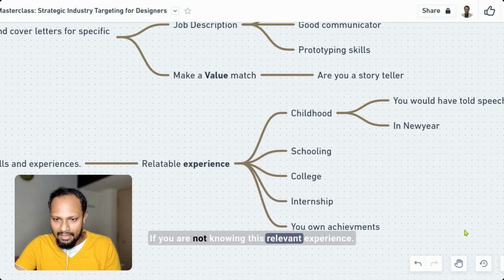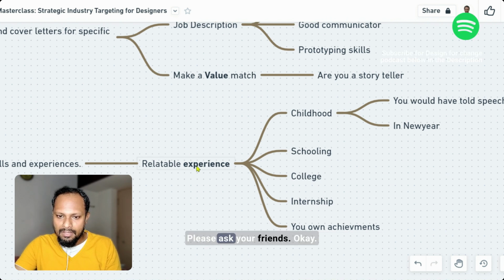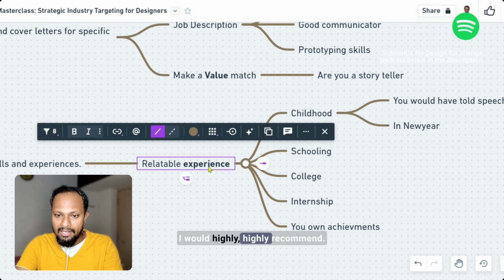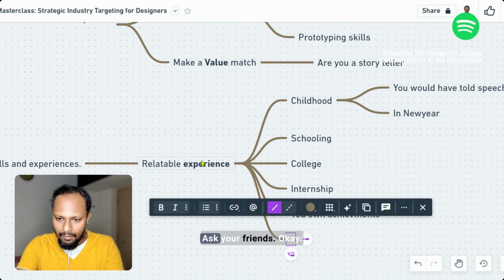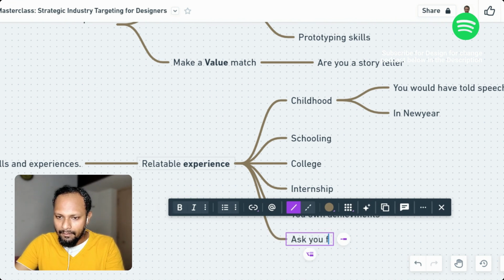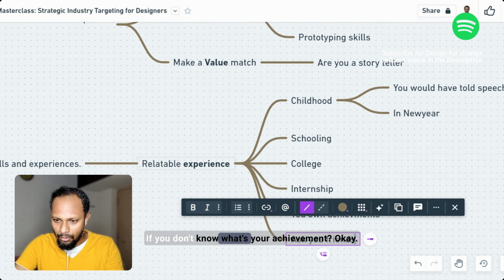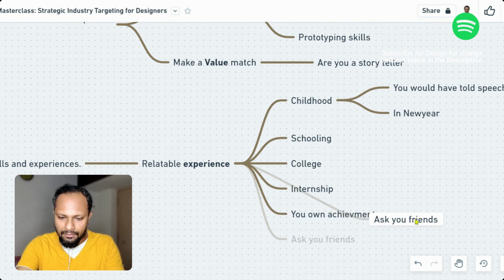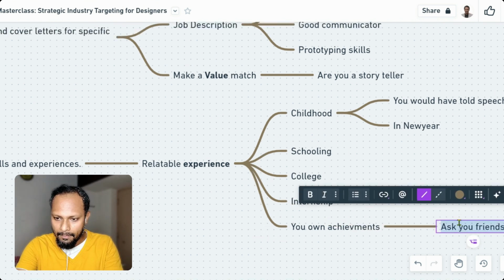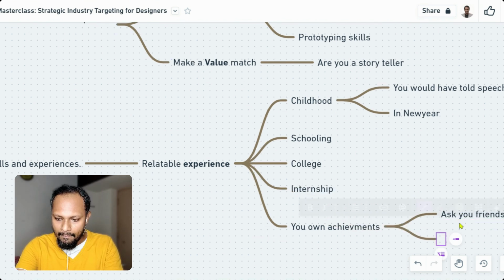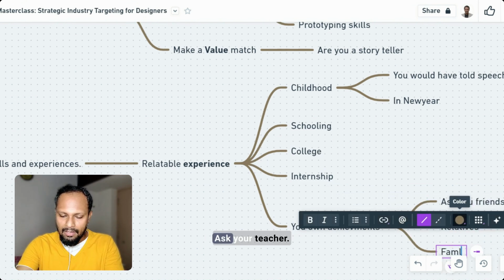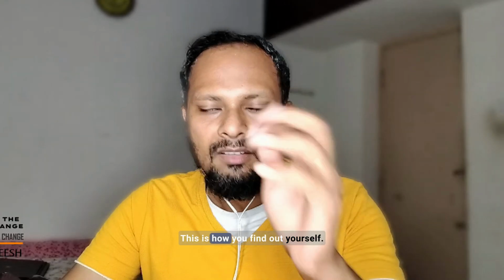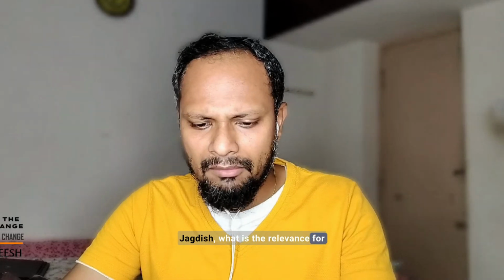If you're not knowing this relatable experience, please ask your friends. I would highly recommend asking your friends. You don't know what your achievement is? Okay, ask your relatives. Ask your family, your sibling, your mother, father. Ask your teacher. So why am I asking you to do all this? It is how you find out yourself. Jagdish, what is the relevance of this to job applications?